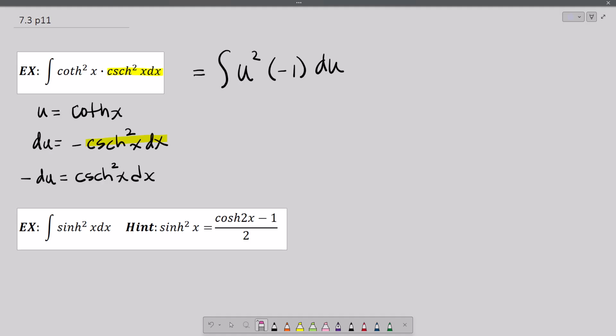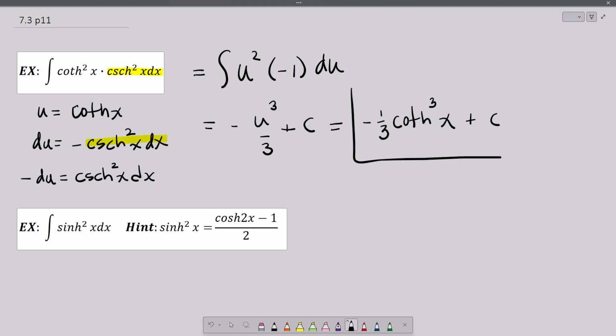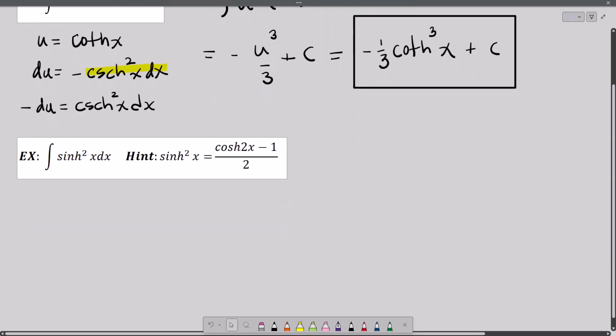Okay. Right. Okay. So then we'll get minus u cubed over 3 plus c. And then we back substitute. All we have to do is look there. We're going to have cotang cubed of x plus c. Bless you.